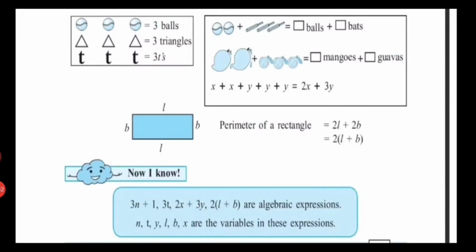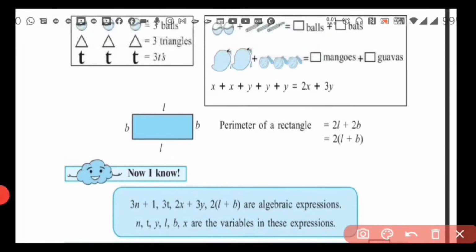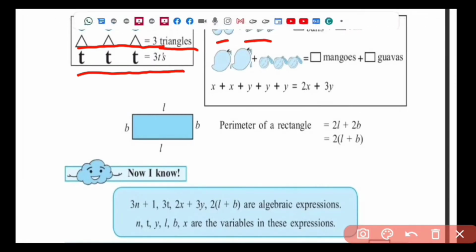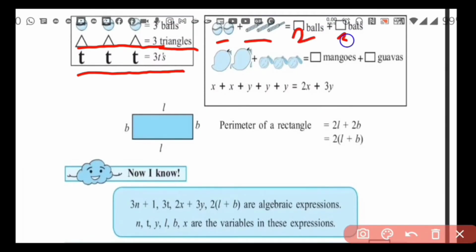Now see children, look at these pictures. In the first picture, we can see 3 balls are there. So this can be written as equal to 3 balls. Then 3 triangles are there. This can be written as equal to 3 triangles. Then 3 T's are there. It can be written as equal to 3 T's. Then in the next picture we can see 2 balls, 3 bats. So here what can we write? 2 balls plus 3 bats. Then in the next picture we can see 2 mangoes plus 3 guavas. So here we can write 2 mangoes plus 3 guavas.